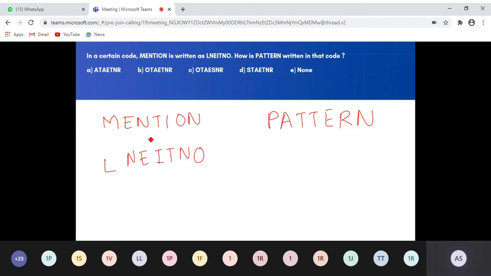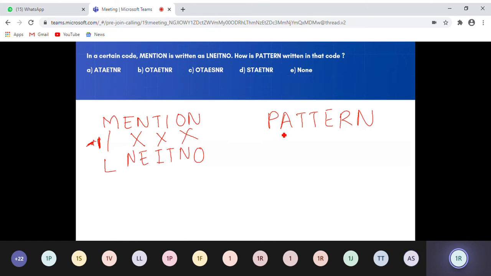What's the pattern? Let's identify the pattern. And here it is. +1 or -1 here? It will be -1. Yes. -1 here.